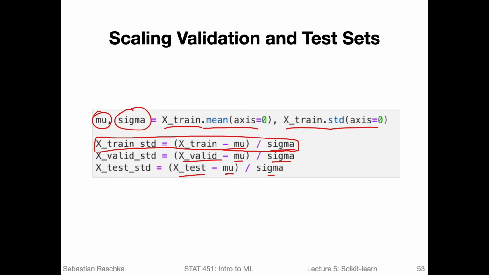So why is that? The intuition behind it is basically that the validation and test sets are unseen data sets. So at the point when you do the model training, you only know the training set, you don't know the validation and the test set. So if you would use the parameters of the validation and test set to scale these two sets, you would in a way have too much information. You would kind of cheat or leak information.